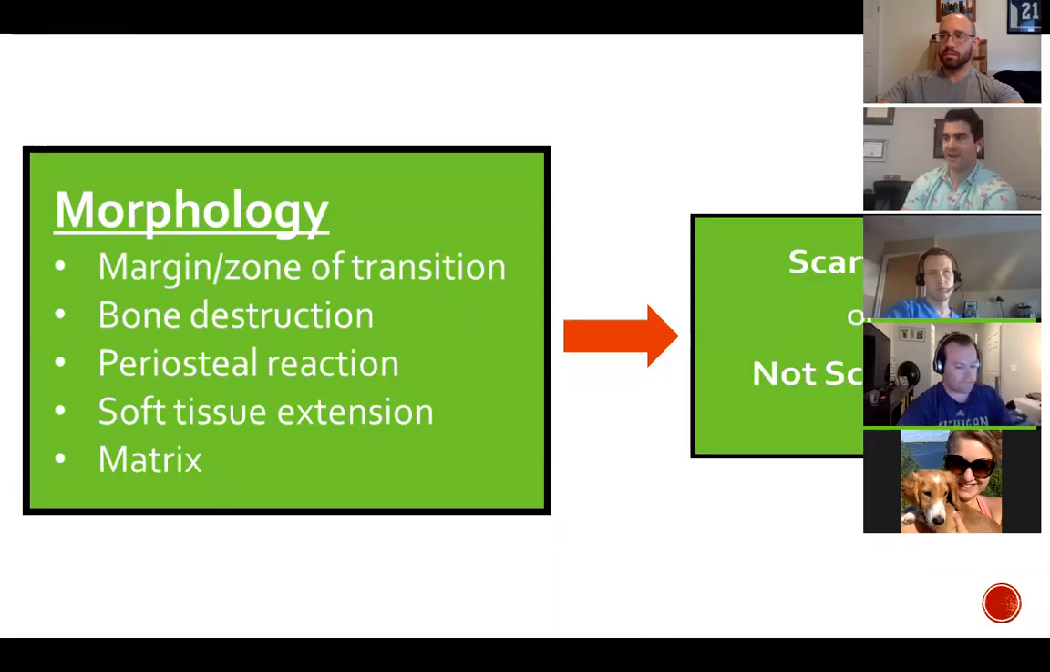Scary or not scary, right? We're going to get an idea of what is an aggressive appearing lesion, something that is pointing you in the direction of a malignant tumor potentially, or an aggressive tumor. Those two are not one and the same, and we'll get into that as well.